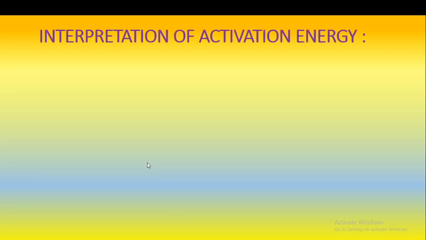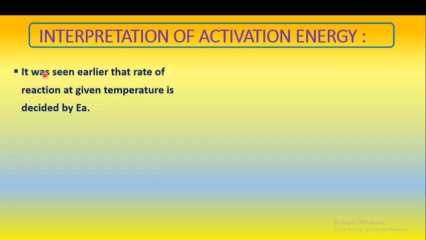In the last lecture we have studied the Arrhenius equation and problems on the Arrhenius equation. In this lecture we will study the interpretation of activation energy. It was seen earlier that the rate of reaction at a given temperature is decided by EA. EA is called the activation energy.